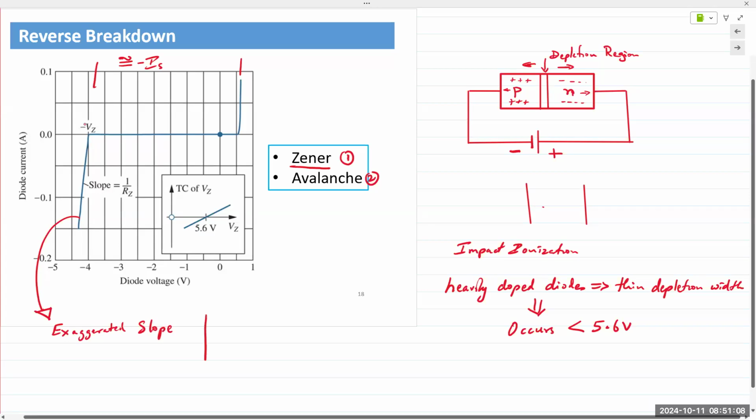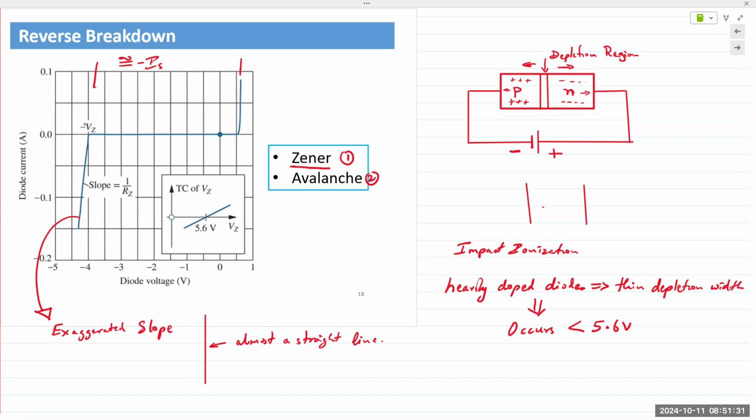Typically, the slope is far more like a straight line. So let me draw out a slope. So typically, it would be almost a straight line. Okay. Yes. Not lattice structure breaking down. It's the atoms and particles being knocked off. The avalanche effect.